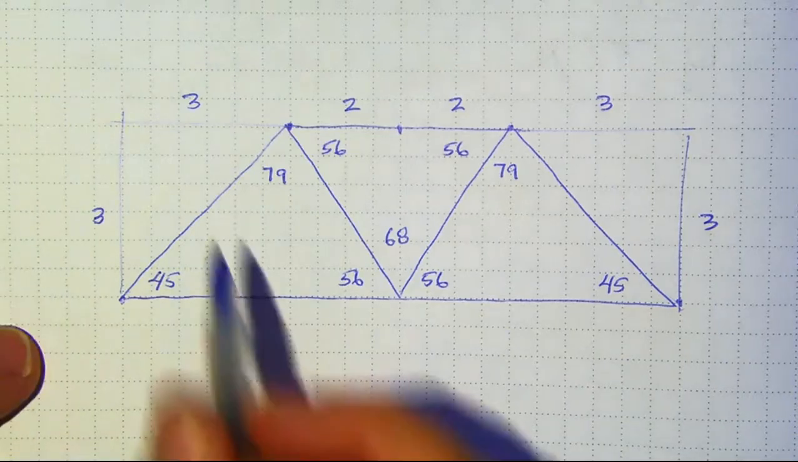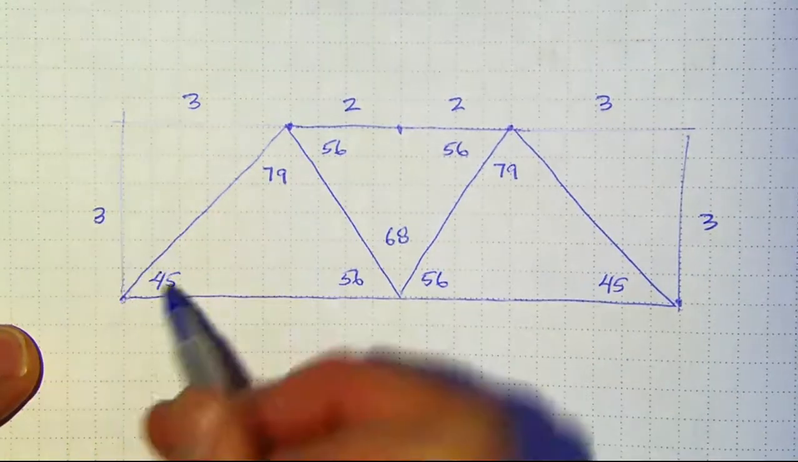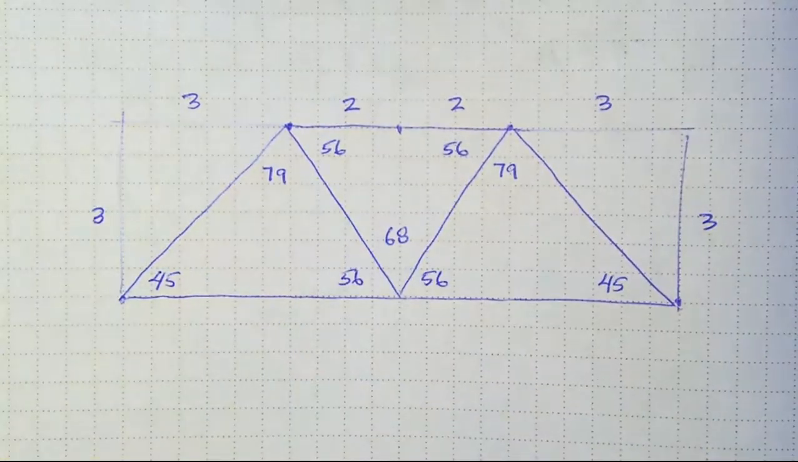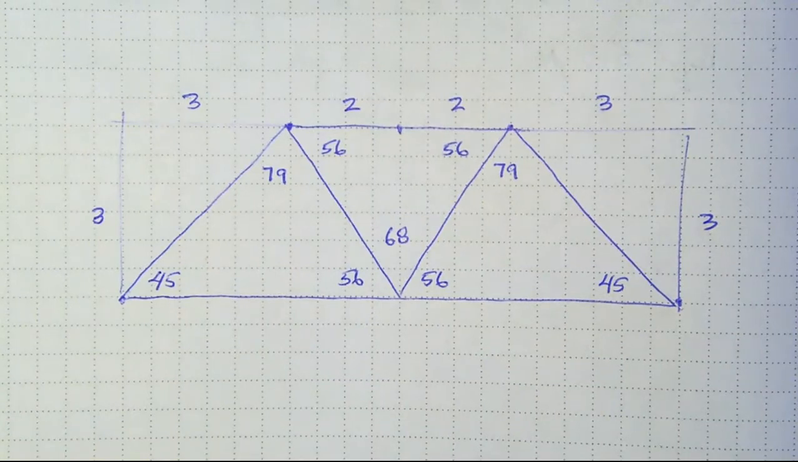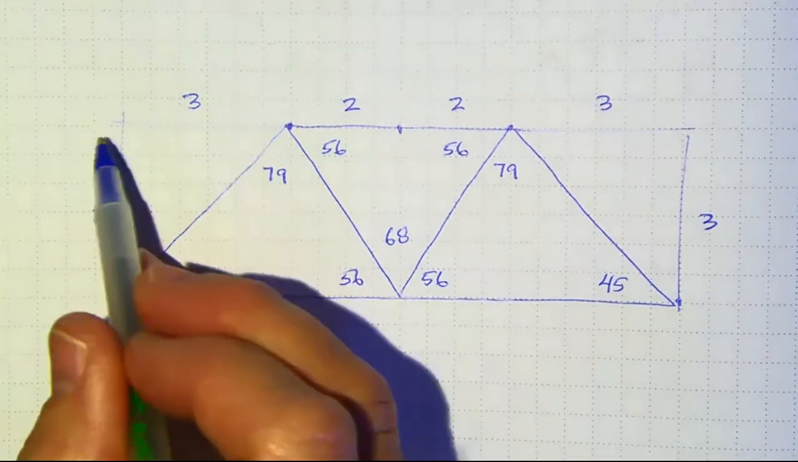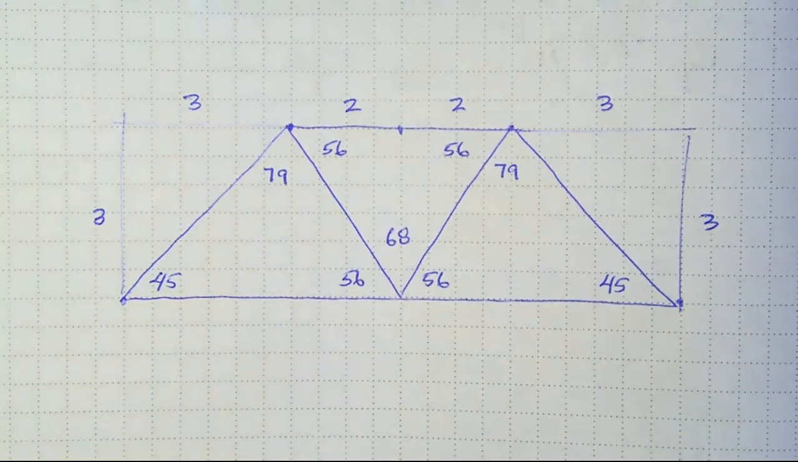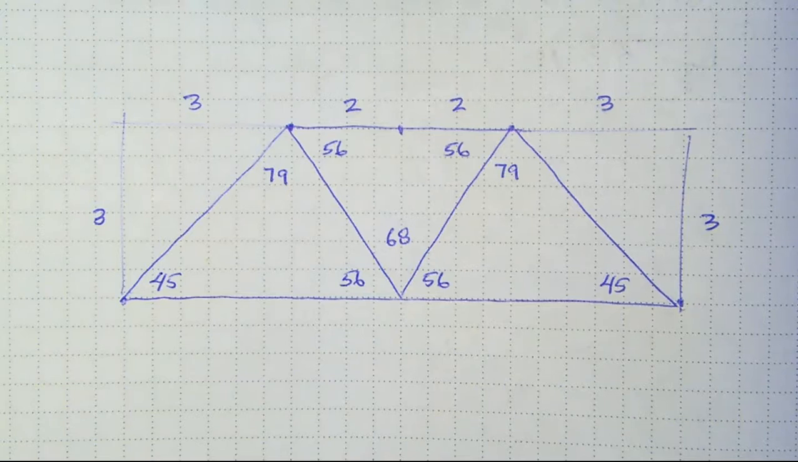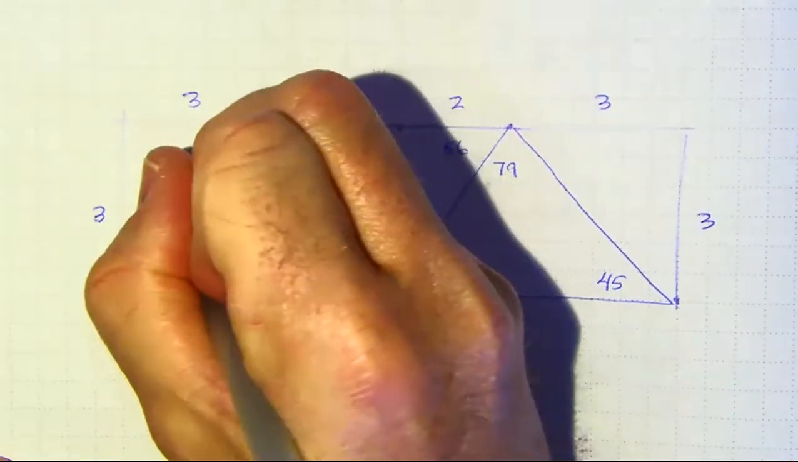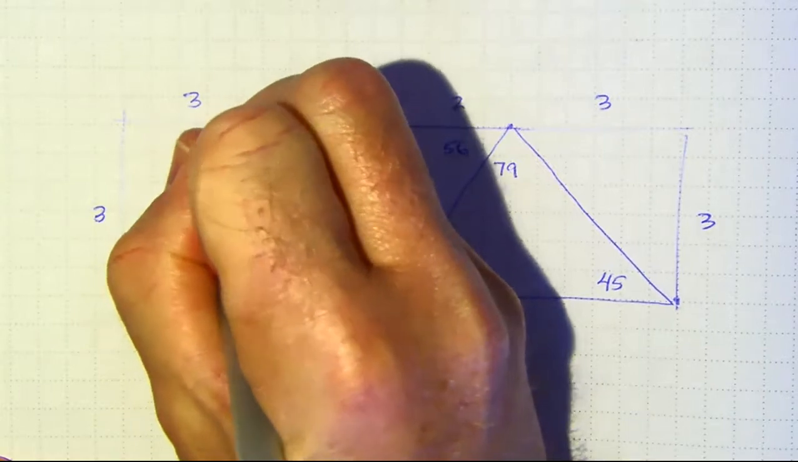And so we know that this is 3 and this is 3. So figuring out what that member would be is the Pythagorean theorem. 3 squared plus 3 squared equals whatever that is squared. 3 squared is 9 plus 3 squared is another 9, and so that's 18. And then the square root of 18 is 4.24. I'm just going to write 4.24.